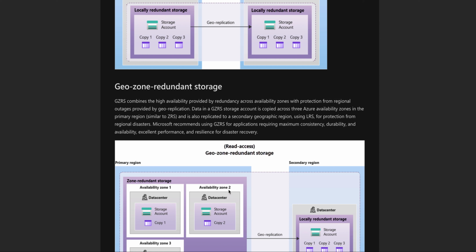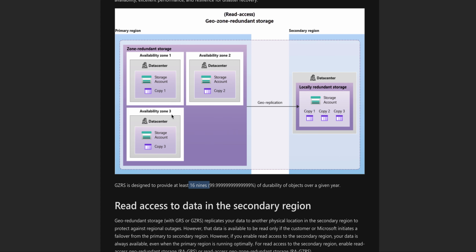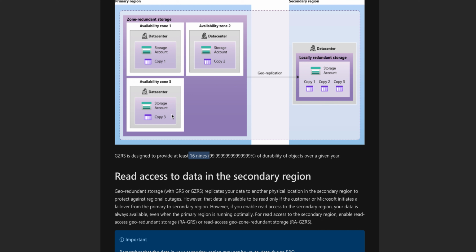We went through GZRS, which is geo redundant storage, and basically you have a primary region and a secondary region, and the primary region follows the ZRS principle, where you have data replication across different zones within a region. So data is replicated 3 times. You can see you have availability zone 1, 2, and 3 with 3 copies.